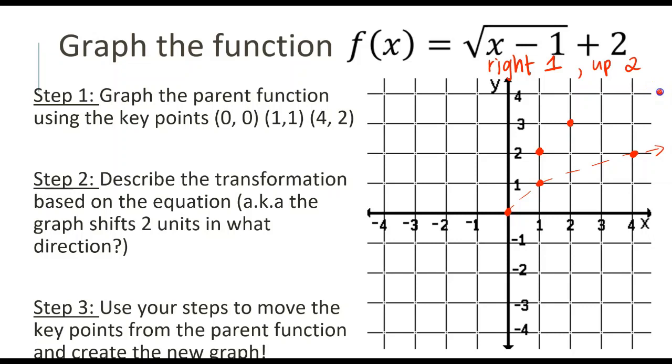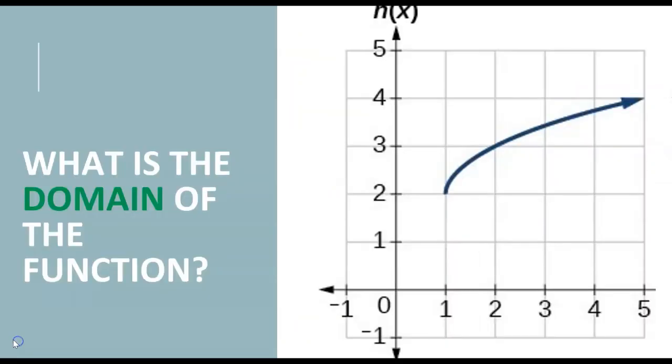And so our new graph will look something like, pretend that's going through that point, something like this. So take a look at this graph. We actually just graphed the same equation here. So this is the graph of f of x equals the square root of x minus 1 plus 2.